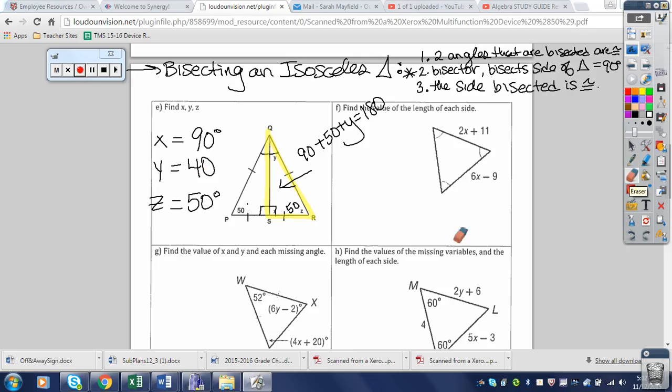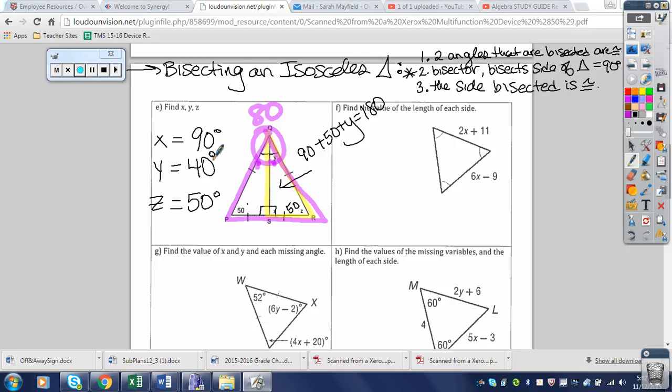Another way you could solve this problem is if you looked at the big triangle and you said, okay, 50 plus 50 plus this angle right here has to make 180. So 50 plus 50 is 100. So this angle right here has to be 80. Since it's bisected, these two are congruent. So Y is 40 degrees. Okay.